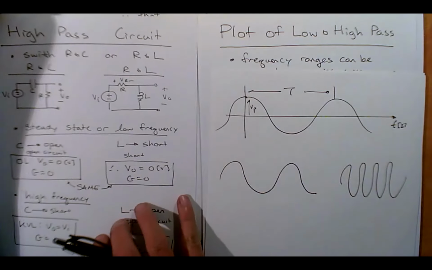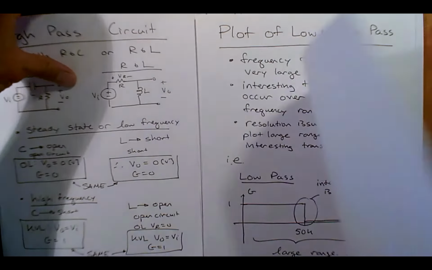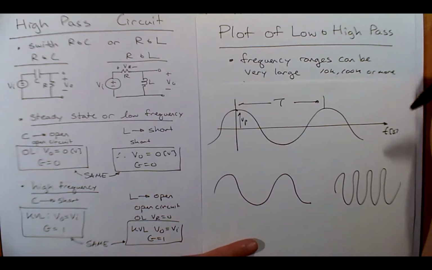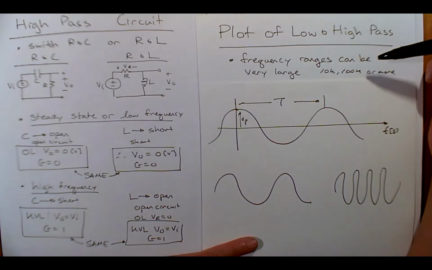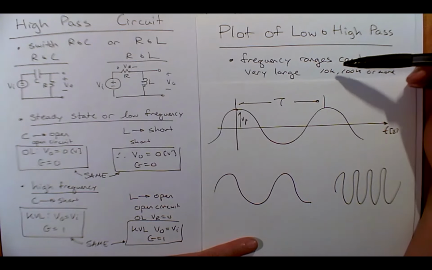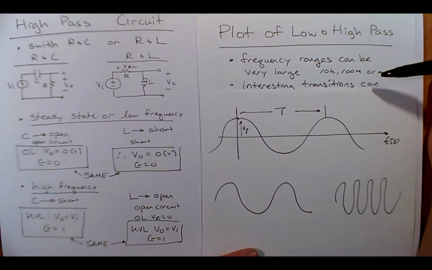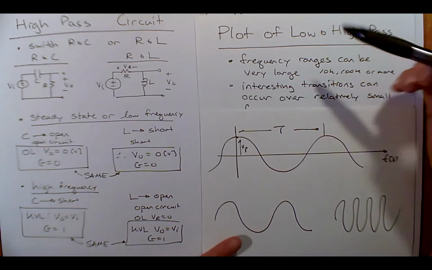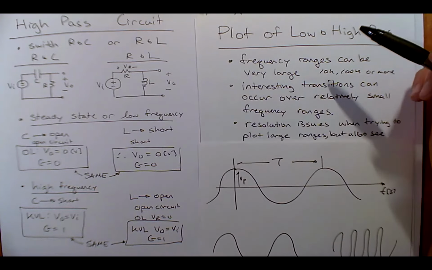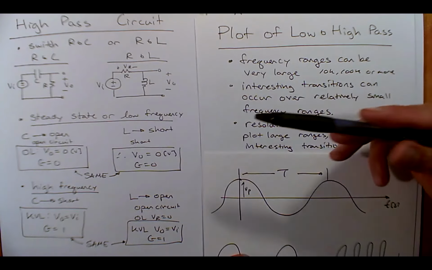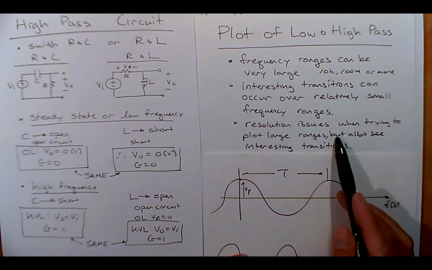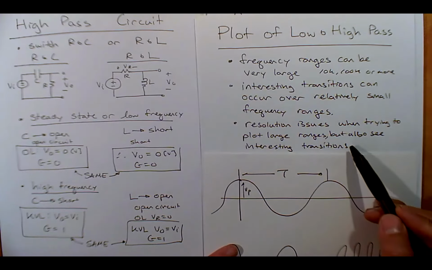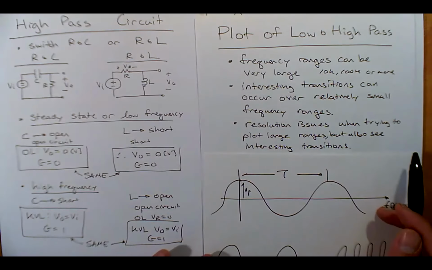So what we can plot, I mean, you kind of saw how we plotted the low pass and high pass filter. But the thing is, we might be looking at huge frequency ranges, very large, right? So up to 10,000, 100,000 or more radians per second or hertz, right? And some interesting transitions can occur over relatively small frequency ranges, okay? And so if we use a linear scale, we might have resolution issues when we're trying to plot these large ranges, okay? But what we want to do is see large ranges and interesting transitions, right?